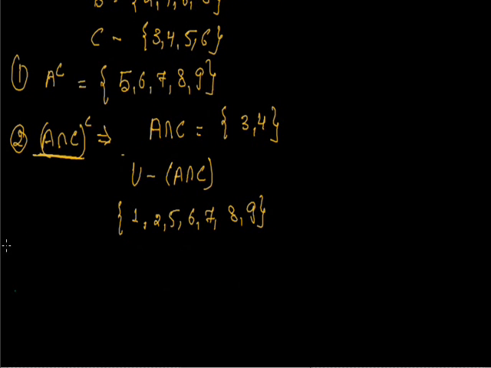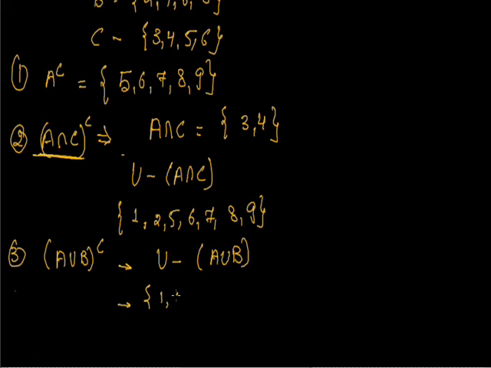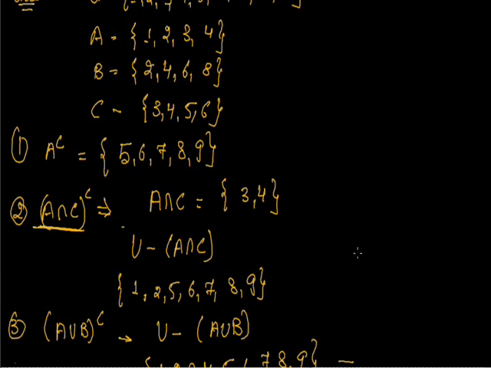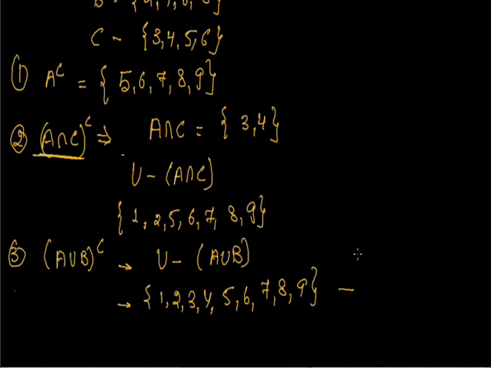Let's move to the third question, that is A union B complement. So A union B complement will be equal to U minus A union B. First we will find U. U elements are the whole 1, 2, 3, 4, 5, 6, 7, 8 and 9. In A union B, A has 1, 2, 3, 4 and B has 2, 4, 6, 8. So A union B will be equal to 1, 2, 3, 4, 6 and 8. If we exclude all these elements from U, the remaining elements are 5, 7, 9.